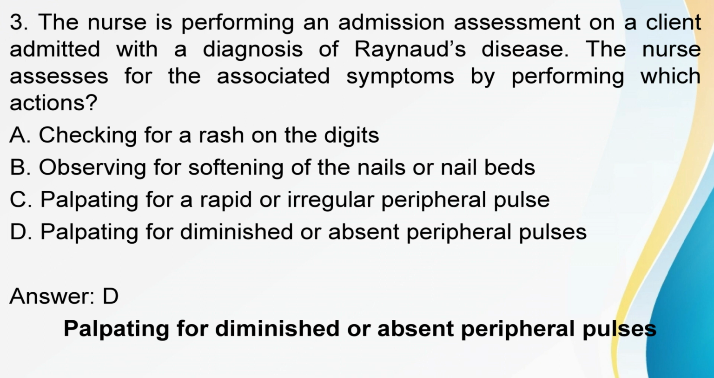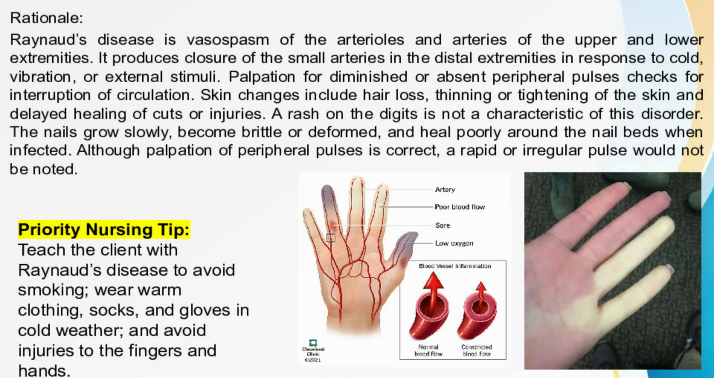Answer: letter D. Palpating for diminished or absent peripheral pulses. Raynaud's disease is vasospasm of the arterioles and arteries of the upper and lower extremities. It produces closure of the small arteries in the distal extremities in response to cold, vibration, or external stimuli. Palpation for diminished or absent peripheral pulses checks for interruption of circulation. Skin changes include hair loss, thinning or tightening of the skin, and delayed healing of cuts or injuries.